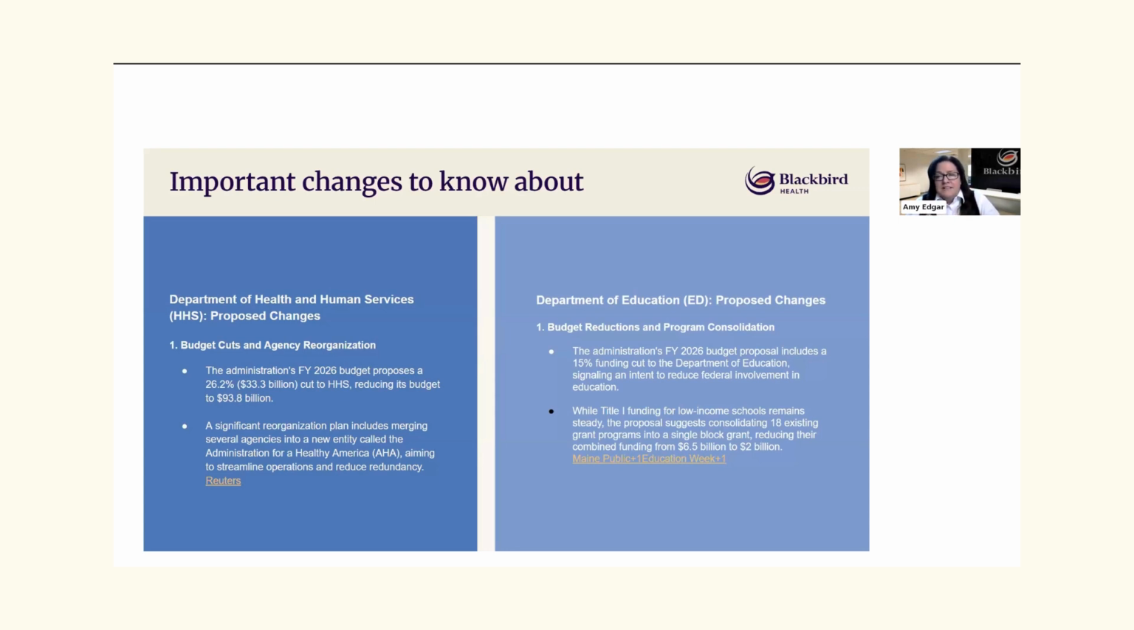On the Department of Ed side, also looking at budget reductions and program consolidation. There's some talk about doing away with the Department of Education, or reorganizing the Department of Education and minimizing the impacts of federal oversight. So really handing it back to the states through block grants, and then the states will administer the block grants as they see fit.